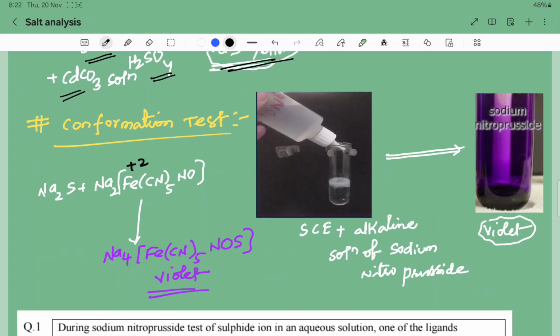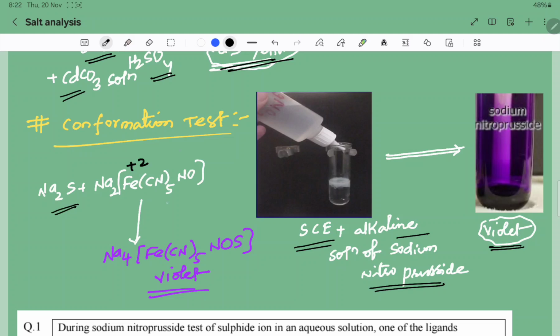And one more confirmation test, student. Take sodium carbonate extract and add an alkaline solution of sodium nitroprusside. Sodium nitroprusside itself is violet in color, but when we add the alkaline solution of sodium nitroprusside, it will be converted into a dark violet color. This is the reaction, student.